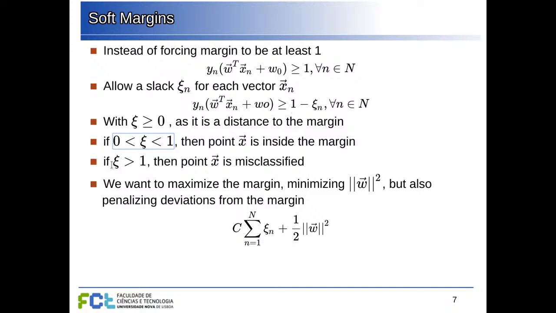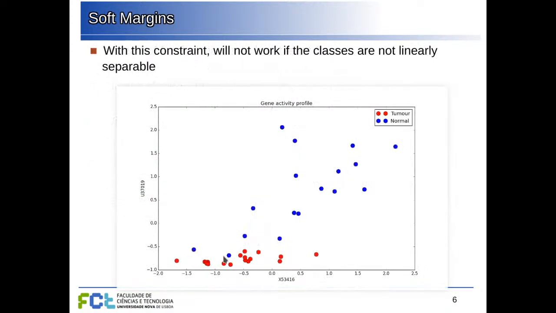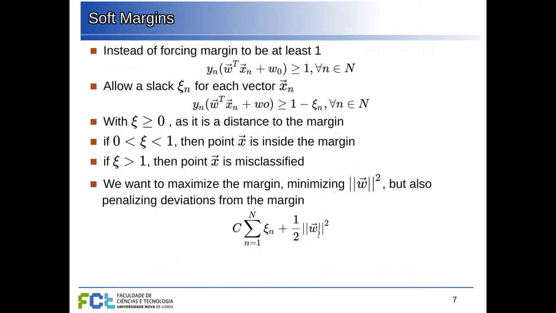And if it is greater than 1, then actually the point is on the wrong side of the discriminant. But this way, with this slack variable, we can allow for solutions even with something like this, where some points will end up on the wrong side of the discriminant. Now we want to maximize the margin again, so we put these constraints with this additional slack.